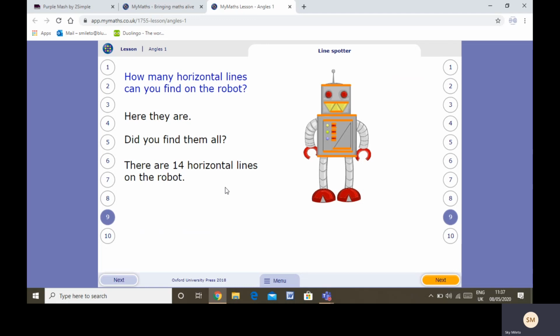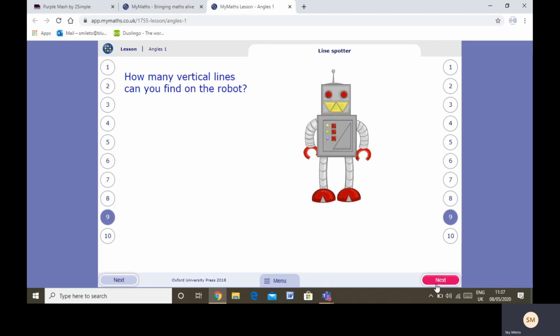There are 14 horizontal lines on the robot. We can see 1, 2, 3, 4, 5, 6, 7, 8, 9, 10, 11, 12, 13, 14. Well done if you got them. Now, see how many vertical lines you can find. Pause the video and have a go. I'm hoping that you found them all. There are 13 vertical lines.